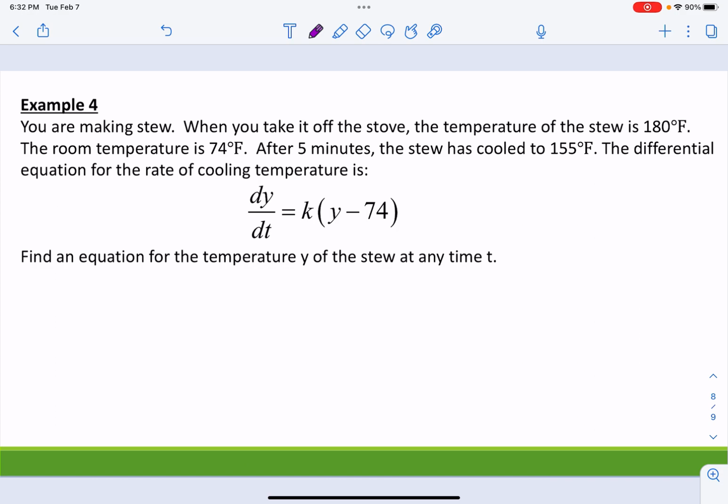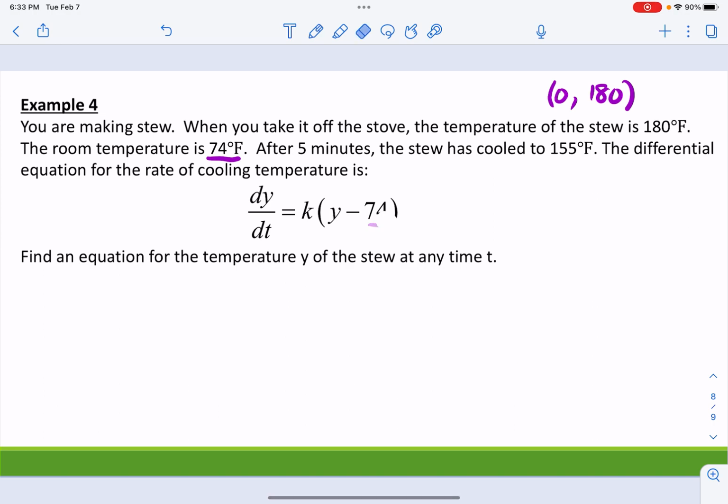You take the stew off the stove. The temperature of the stew is 180. So that's telling me at time 0, my stew is 180. The room temperature is 74. Okay, so that's my surrounding medium. That's why I have 74 written there. After 5 minutes, the stew is cooled to 155 degrees Fahrenheit. Differential equation for the cooling of that is that.